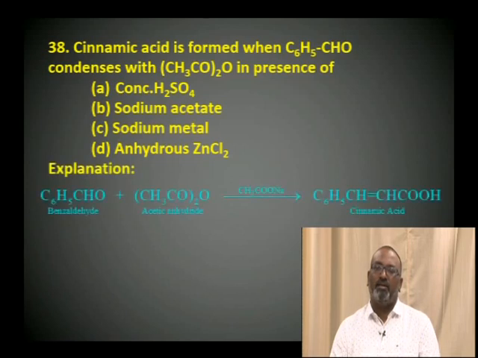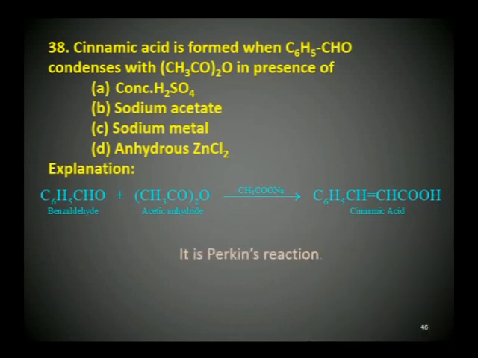You can see the reaction. When benzaldehyde is reacting with acetic anhydride in the presence of sodium acetate, we produce cinnamic acid. This reaction is called the Perkin reaction. Benzaldehyde, when reacting with acetic anhydride in the presence of sodium acetate, produces cinnamic acid. Since sodium acetate is used as the catalyst here, the answer is B.